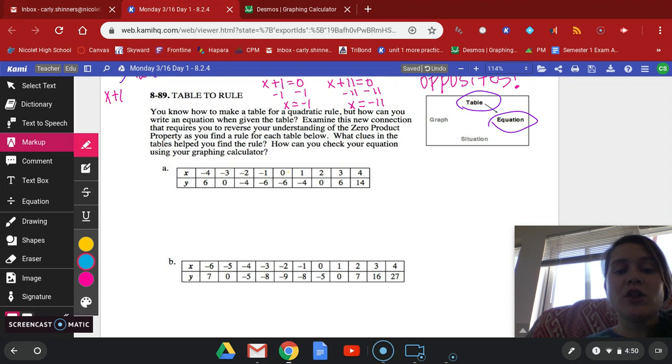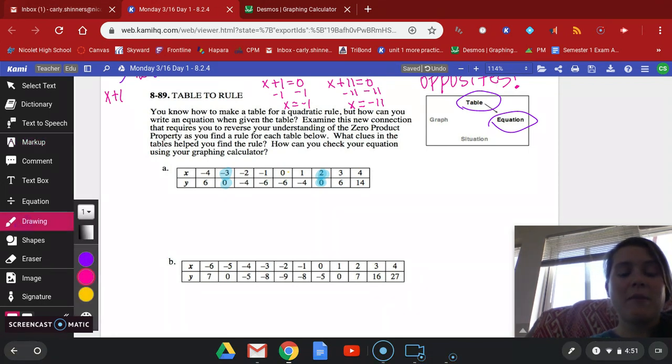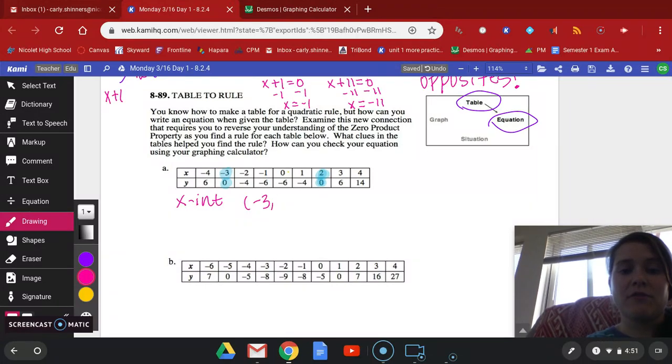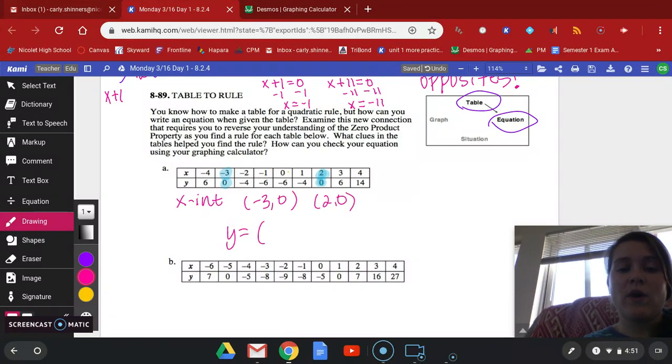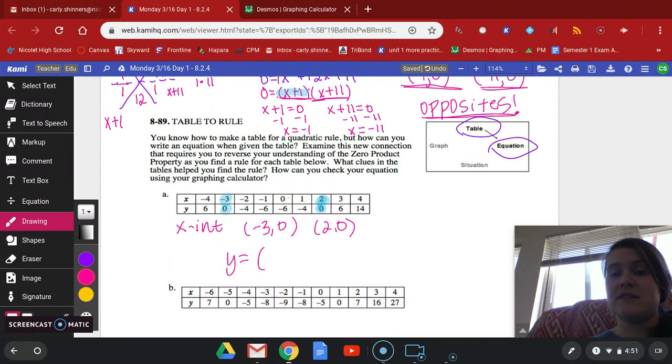So let's first look through this table and figure out what are my x-intercepts. When does y equal 0? Y equals 0 when x is -3 and when x is 2. So those are my x-intercepts. X-intercepts are -3 and 2. So now let's build my equation. Remember, the relationship is opposites.